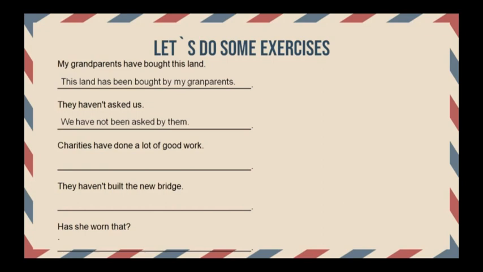Okay, the next one, charities have done a lot of good work. Okay, so charities is the subject, have done is a verb in present perfect, and a lot of good work is an object. Then the passive voice is: a lot of good work has been done by charities.